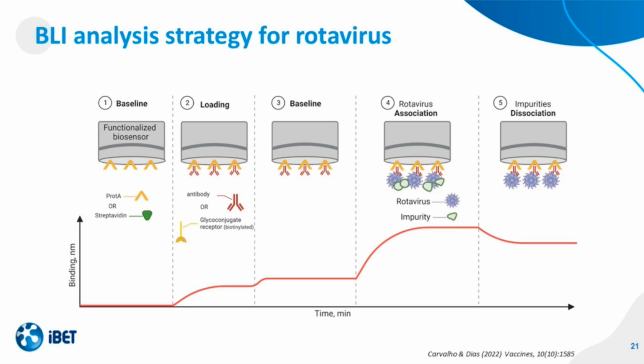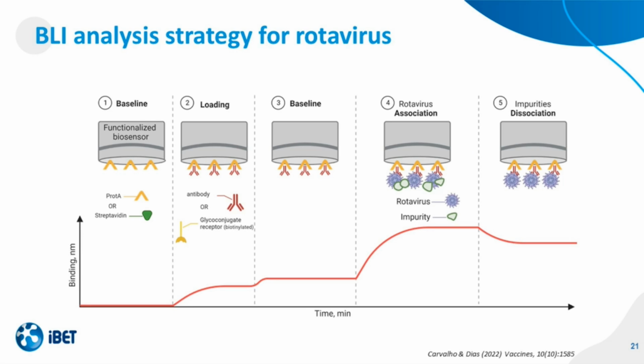You can have a functionalized protein A biosensor for the antibody or a streptavidin-1 for the biotinylated receptor. Briefly, we have a baseline step to hydrate and calibrate the biosensor with our buffer. Then we have the loading of the antibody or the receptor, depending on the case. Then there is a new baseline step to guarantee that the molecules that are not attached properly to the biosensor are removed. The next step is the rotavirus association to the antibody or the receptor.